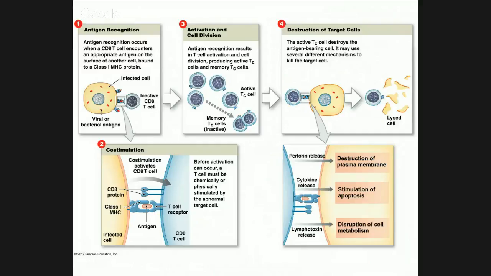If those sorts of things don't work, if the infected cell is so infected that it won't go through apoptosis, then the killer T cell can release something like perforin, which is a protein that perforates the cell membrane. That's why it's called perforin. And that destroys the plasma membrane and causes cell lysis.